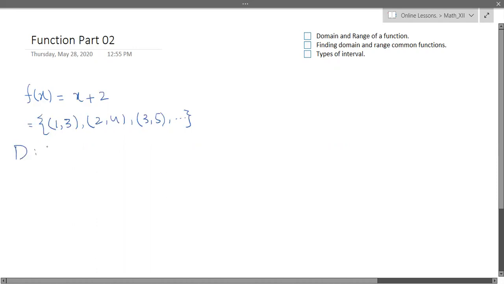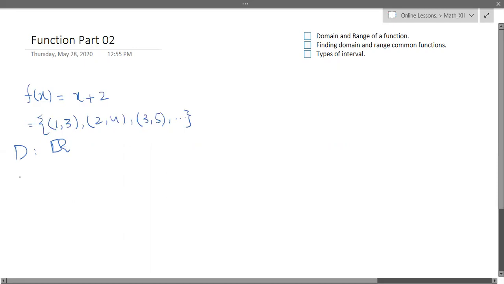All right. So for this function, the domain, I will be writing D for the domain. Domain will be set of all real numbers. Okay, so you can substitute positive numbers, negative numbers, fractions, decimals. Okay, so you can substitute any type of number. So domain of this function will be all real numbers.